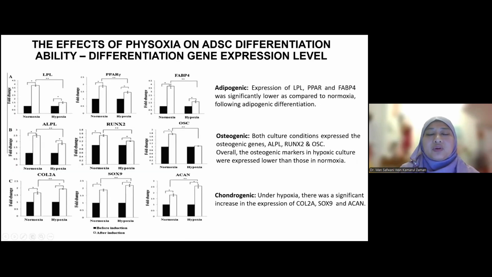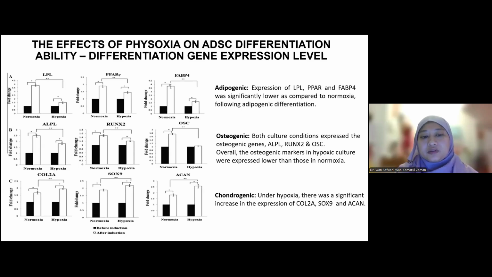Now, when we look at the differentiation gene expression level with regards to all differentiation types, it's parallel to what we have seen with the staining assay. In terms of the adipogenic genes, these three main genes that signify adipogenic differentiation are actually significantly lower. If you look at the white bar between normoxia and hypoxia, they are actually lower in hypoxia. The same goes for osteogenic. For all these three main genes that signify osteogenic differentiation, we can see that the genes are actually expressed lower in hypoxia.